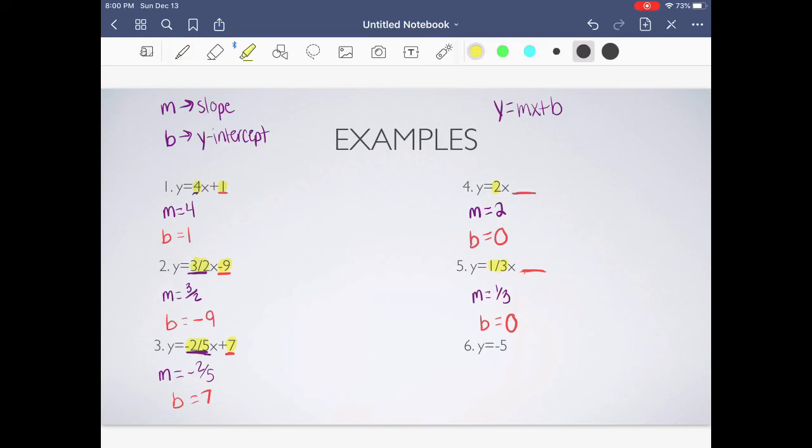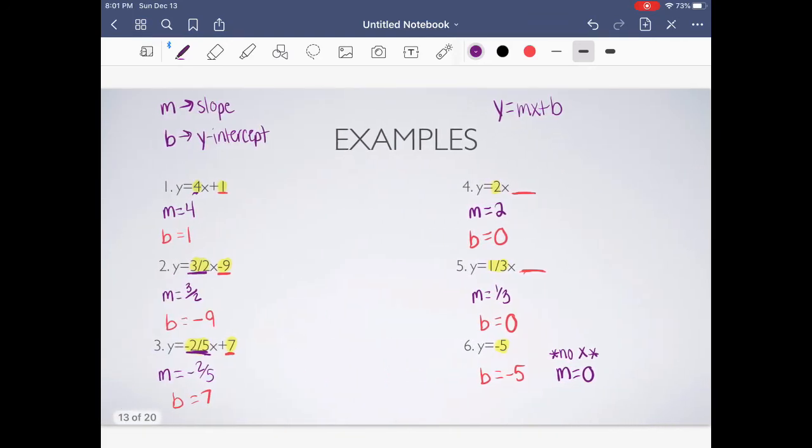Lastly, we have y equals -5. Is there an x in this equation? No. That means that this number alone is our b, so b equals -5. Since there is no x, m is going to equal 0. And make a note in your notes that there is no x here, so m is going to equal 0.